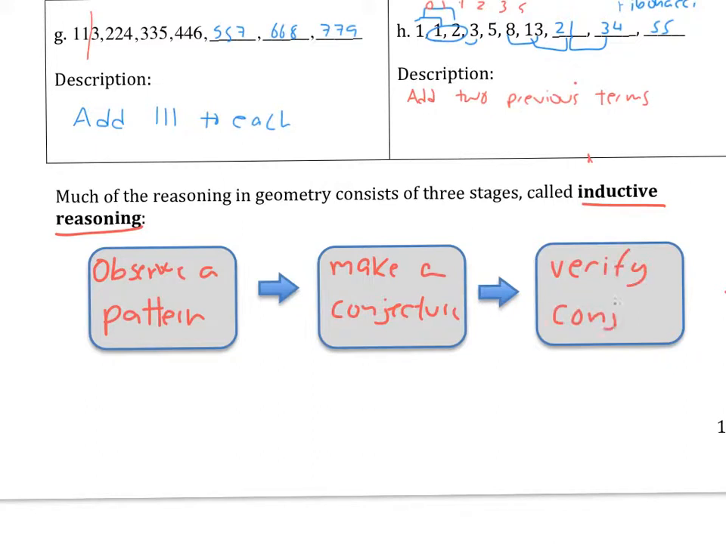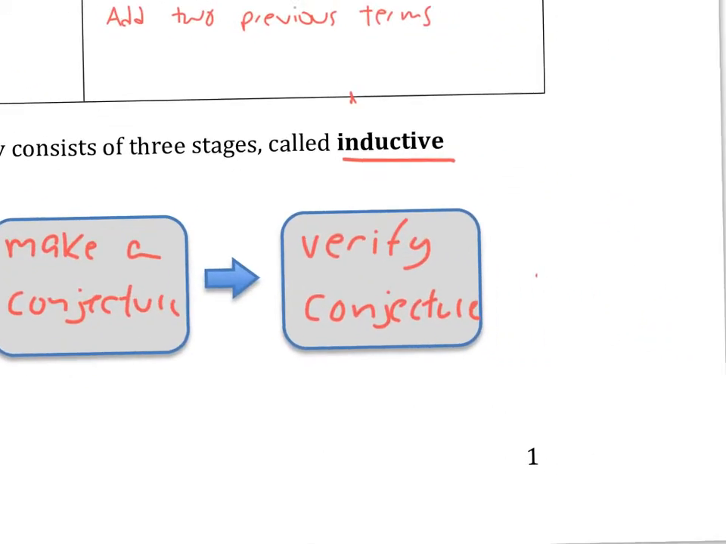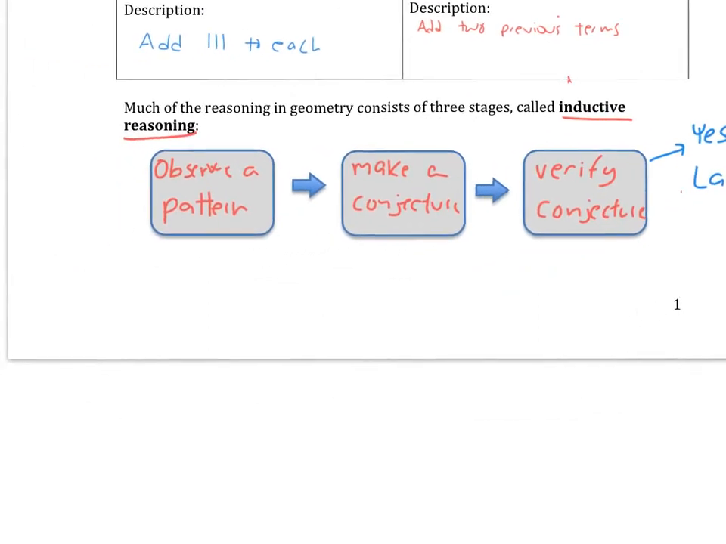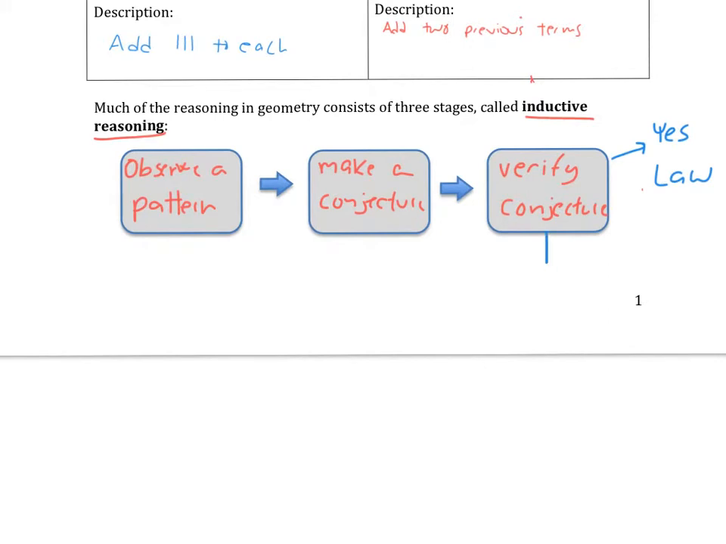Now, there are 2 ways for it to go from here. This is the reasoning process. Officially, if you verify it and it's a yes, then you now have a law or a theorem, like the law of gravity, etc. If you end up with a no, oh, it doesn't work, my explanation doesn't quite fit, then you have to go back and make another conjecture.